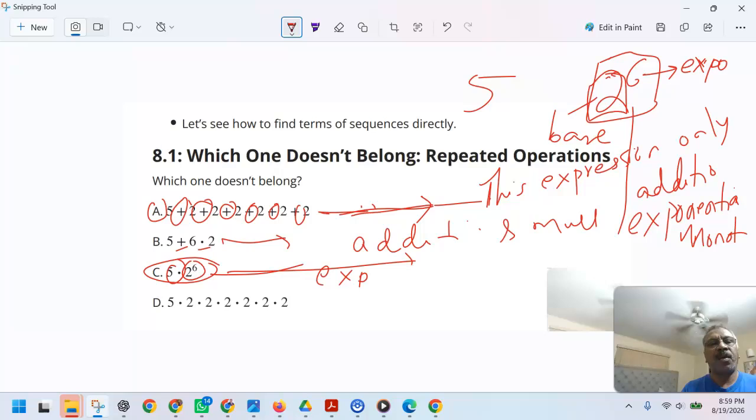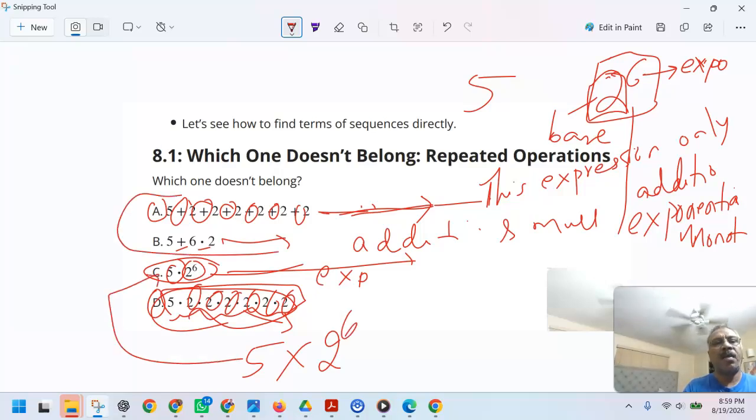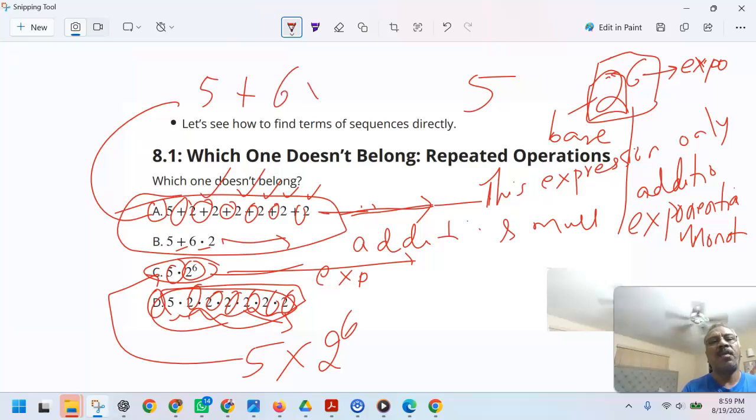Anyway, this one has both. And the last one is the only expression that has repeated multiplication. Otherwise it's the same thing. If you see this expression, there are 1, 2, 3, 4, 5, 6, so 2 is multiplied by itself 6 times. And these two are the same because this means 5 plus 2 repeated 6 times, so it's like 6 times 2.